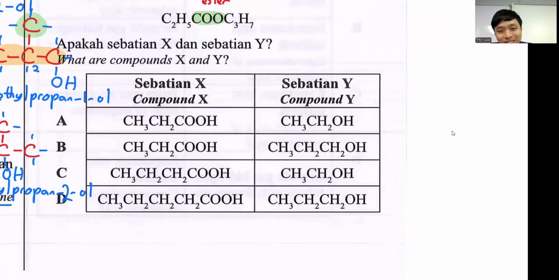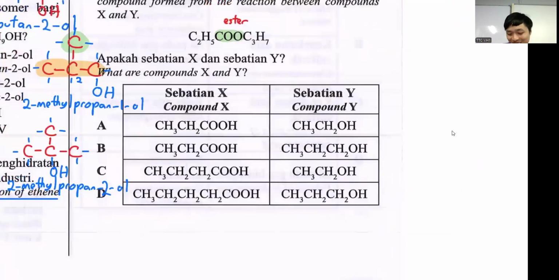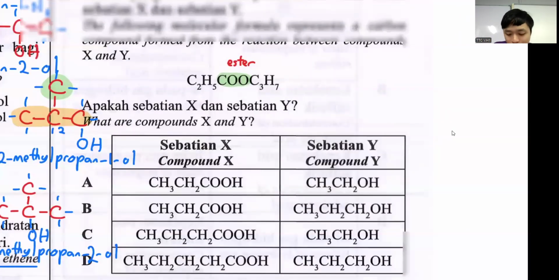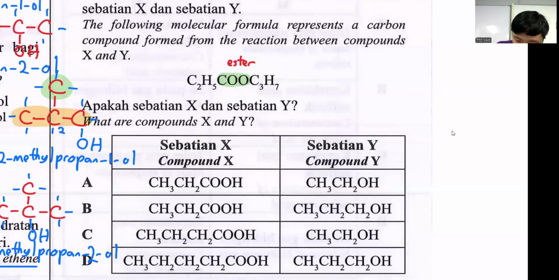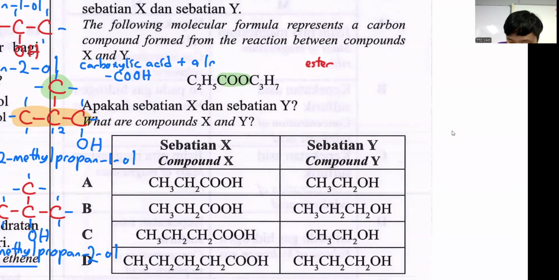So now, what is this? They give you the shortcut, right? I ask you one simple question. Can you tell me what this is? How do you get ester? You get ester when carboxylic acid, the COOH functional group, reacts with alcohol. Remember this. Alcohol has the group OH. You get ester and water.